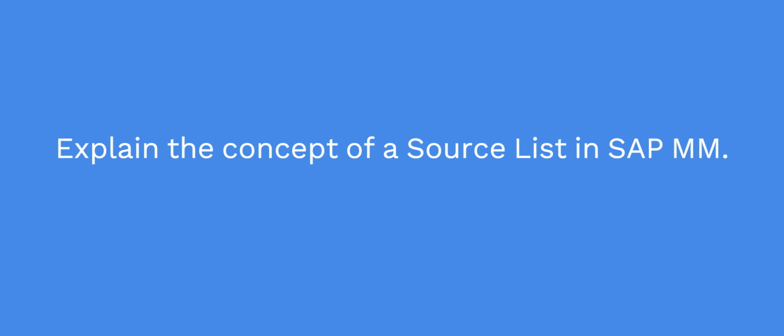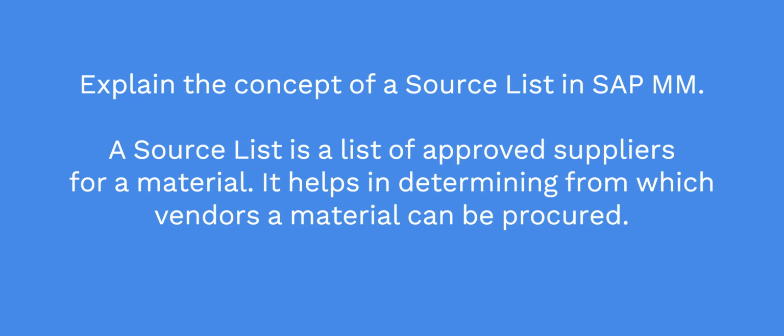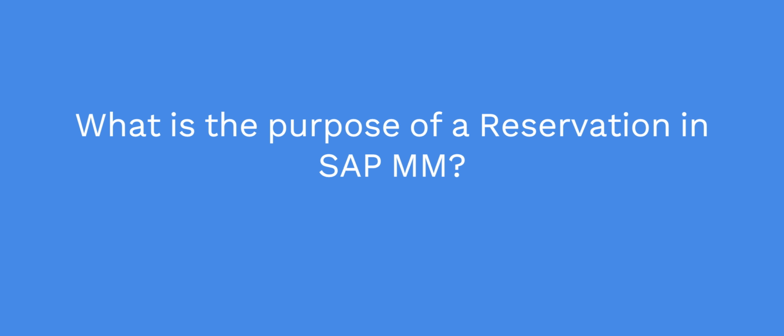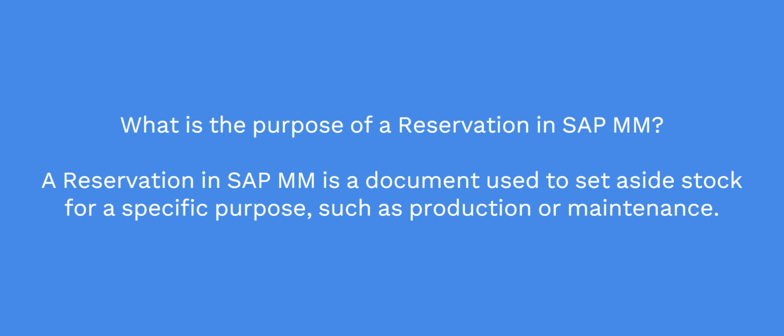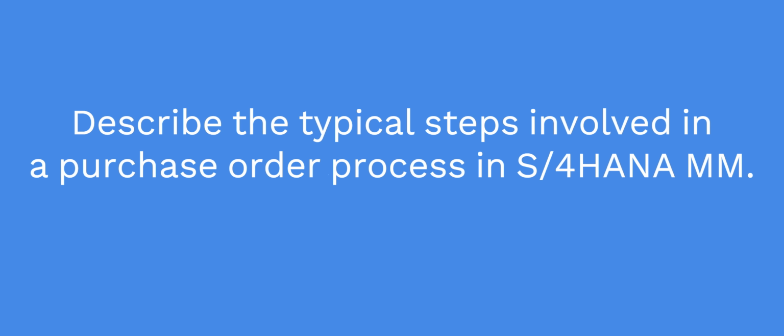Explain the concept of a source list in SAP MM. A source list is a list of approved suppliers for a material. It helps in determining from which vendors a material can be procured. What is the purpose of a reservation in SAP MM? A reservation in SAP MM is a document used to set aside stock for a specific purpose, such as production or maintenance.